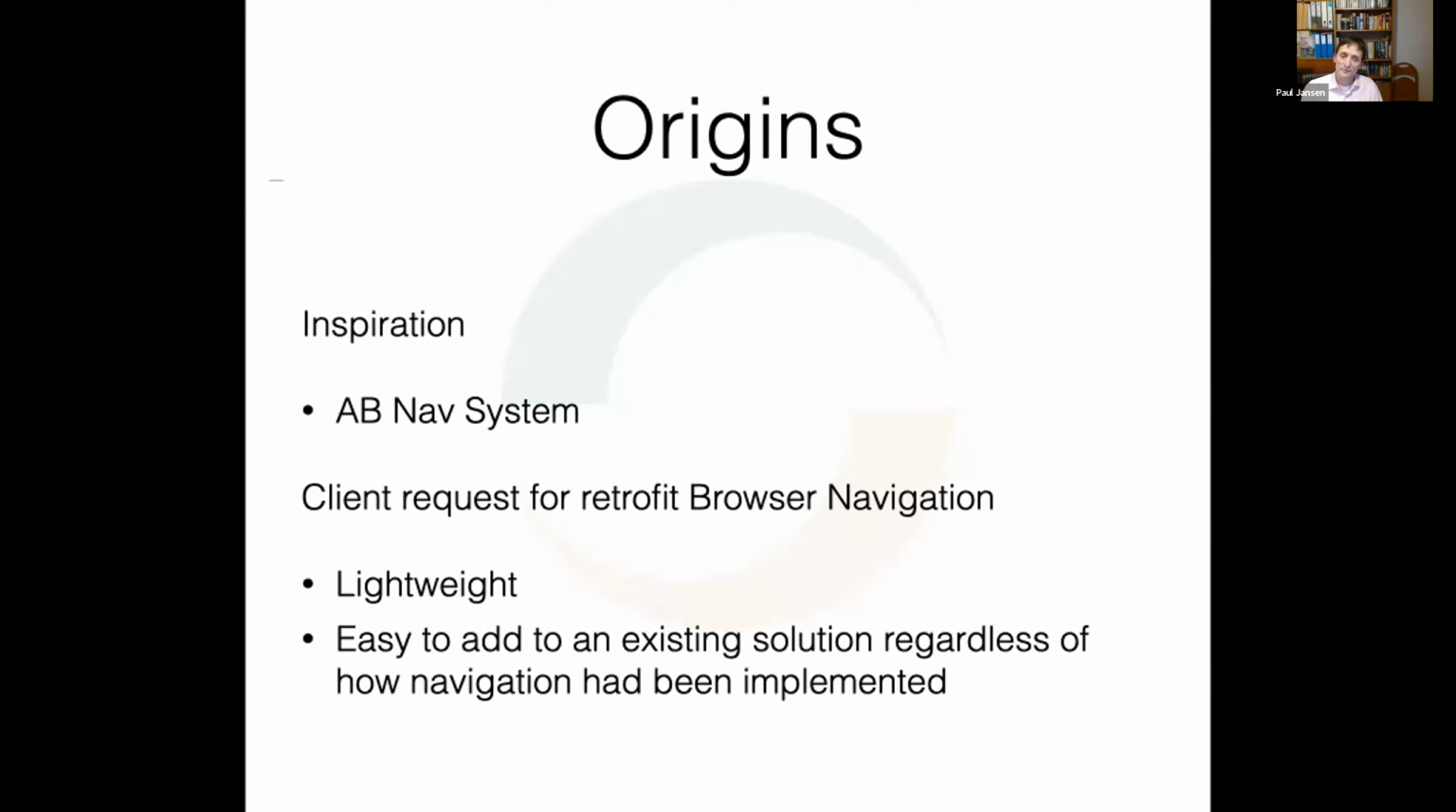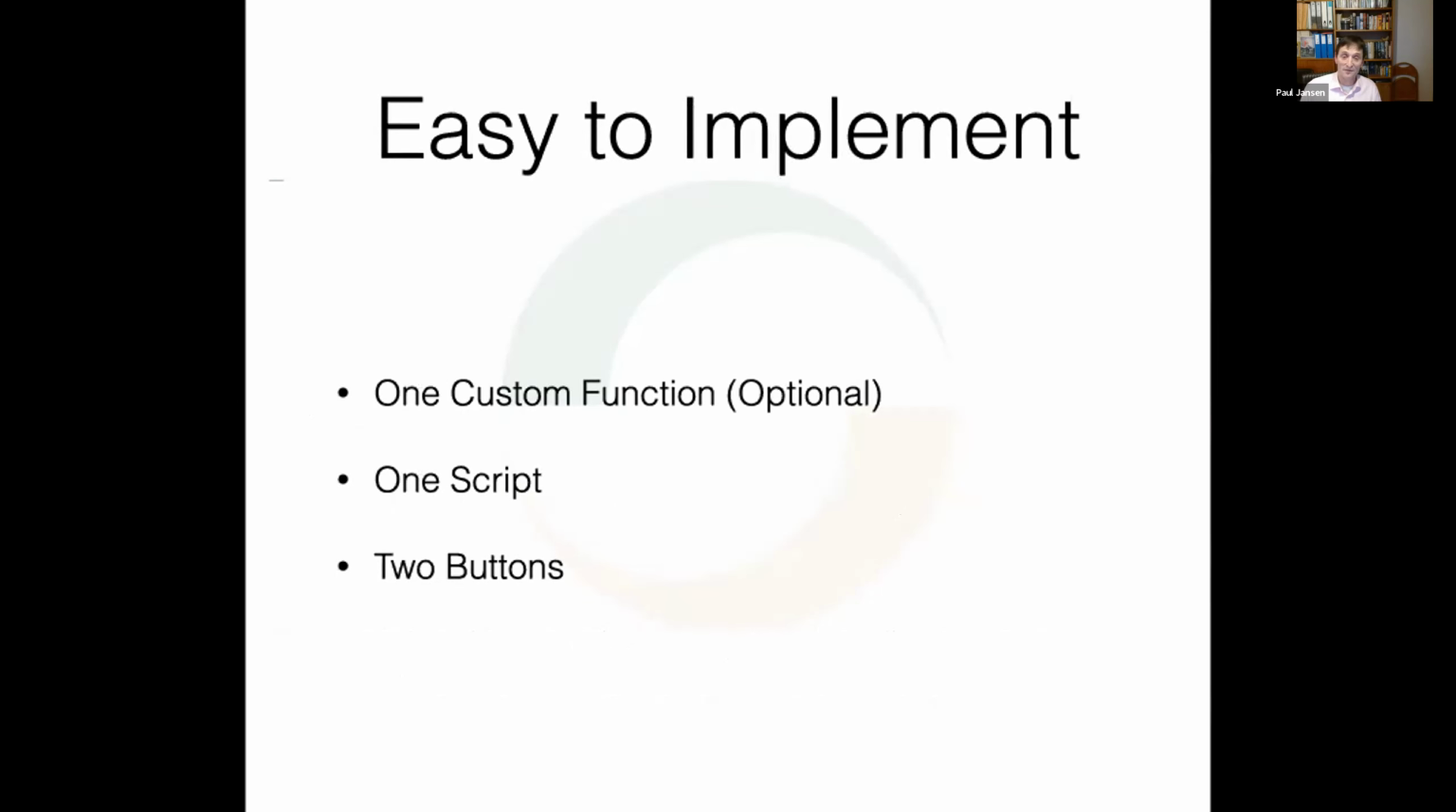And then later on, I had a request from a client that I'd inherited from somebody else for browser navigation. So I thought I'd take a look at it. I was really keen that it was quite lightweight and really easy to add to an existing solution. So basically, the first version was one custom function, one script, and 2 buttons. You put the 2 buttons on whichever layout you want to be included in the history.